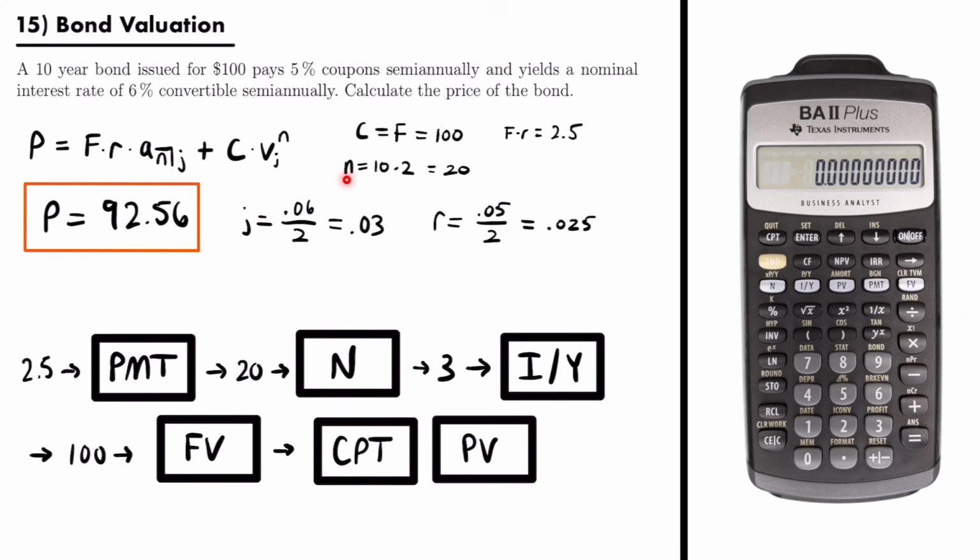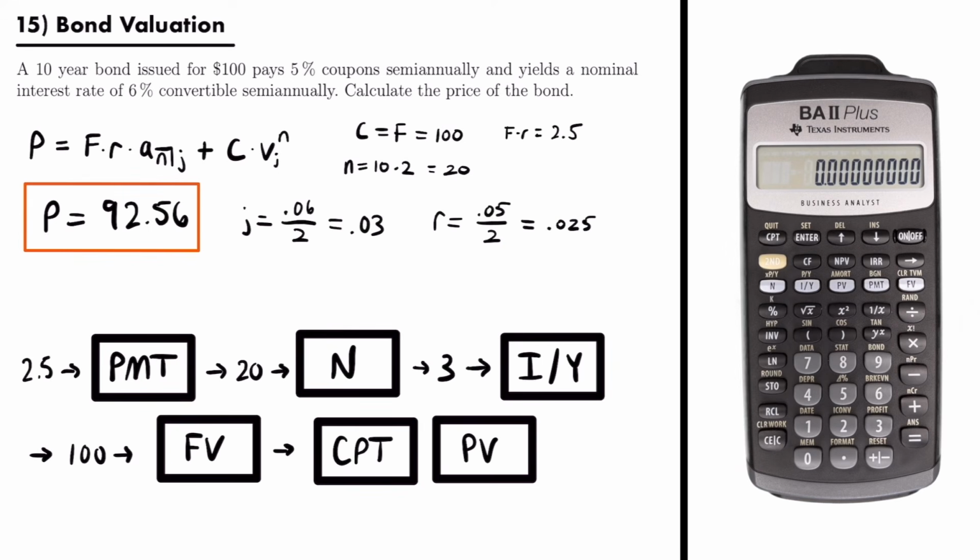Okay, and then our value of n is equal to 10 times 2 because we have a 10-year bond, but coupons are paid semi-annually, and so we have to multiply 10 by 2 to get our total number of semi-annual periods, which is 20. All right, so those are all our values. That's where they all come from.